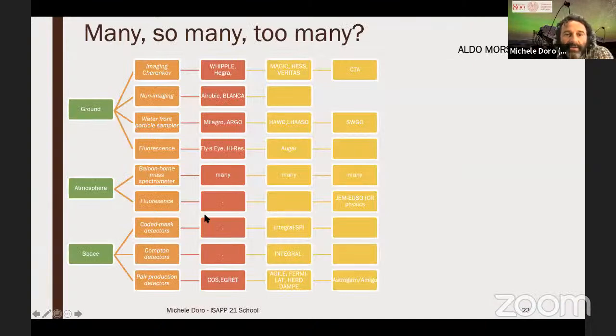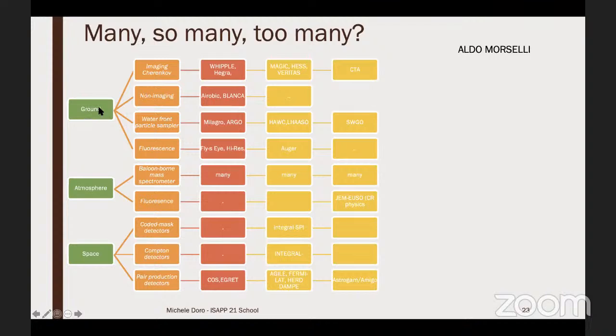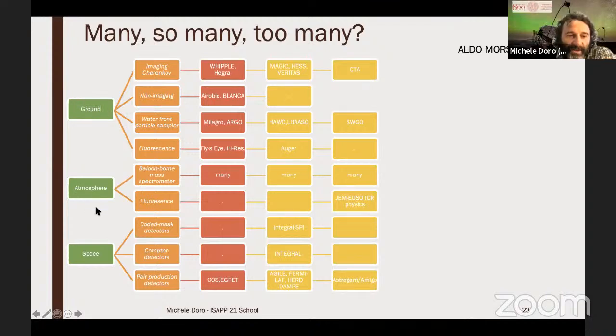Now, I don't want to go into the details of this table that I was trying to compile. I was trying to collect ground-based experiments, atmospheric experiments, space experiments. There are different techniques. These are past, current, and future experiments. There are some mistakes here, so please pardon this table. Anyhow, the message here is related to what I was saying before. It sounds strange, but we really need many of them. We really need many techniques to have the full picture of the gamma-ray sky.